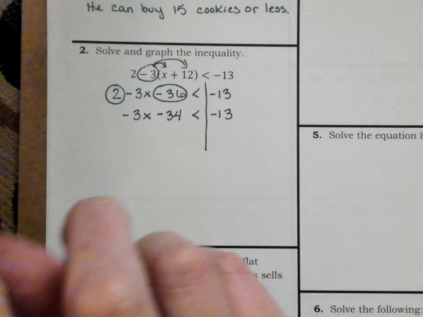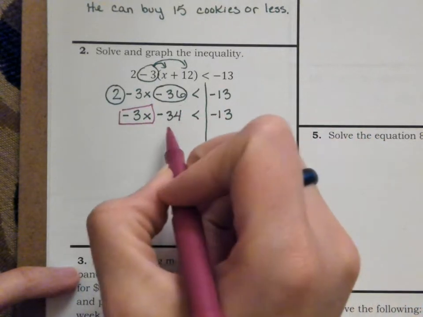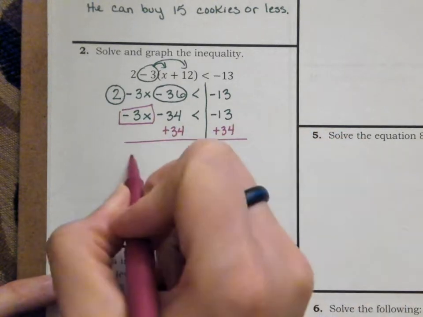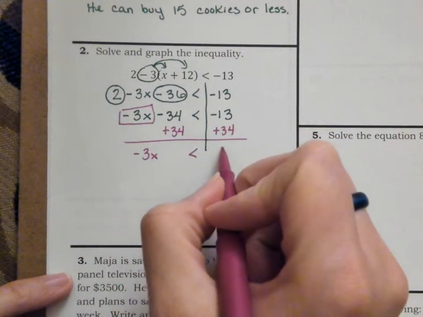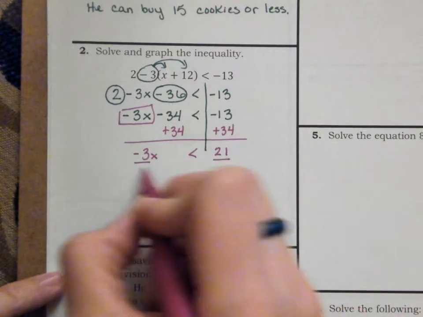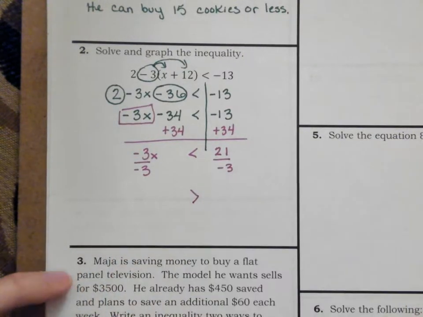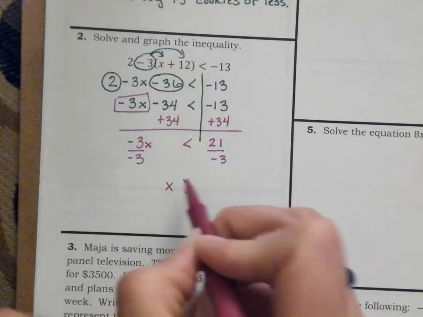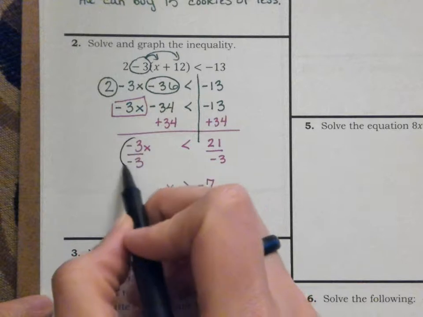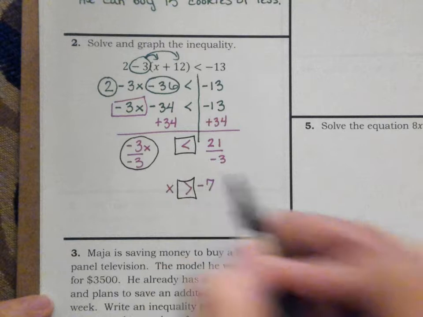And now we're going to box in our variable. So we have -3x. We're going to add 34 to both sides. So -3x is less than 21. And then the last step is to divide. We're going to divide by -3. So when we divide by a negative, we flip the inequality sign around. So x is greater than -7. So if my coefficient of x is a negative number, this symbol flips around. Okay?